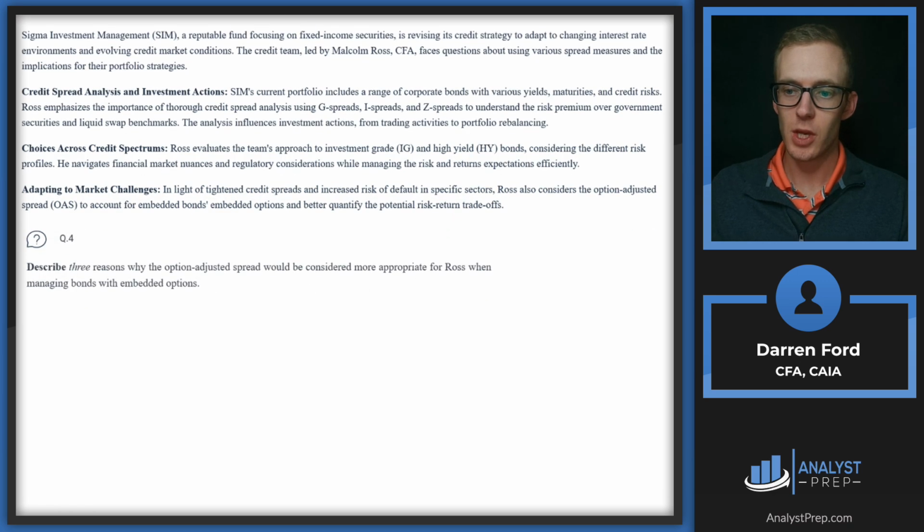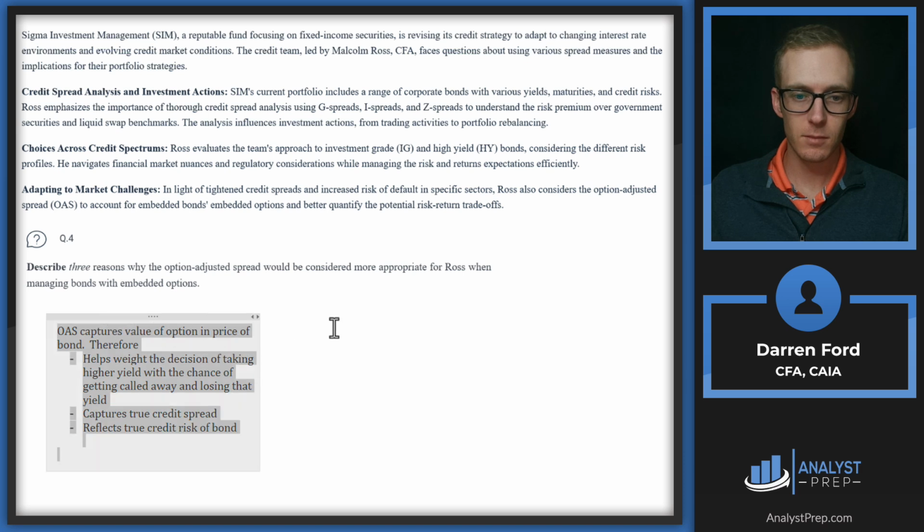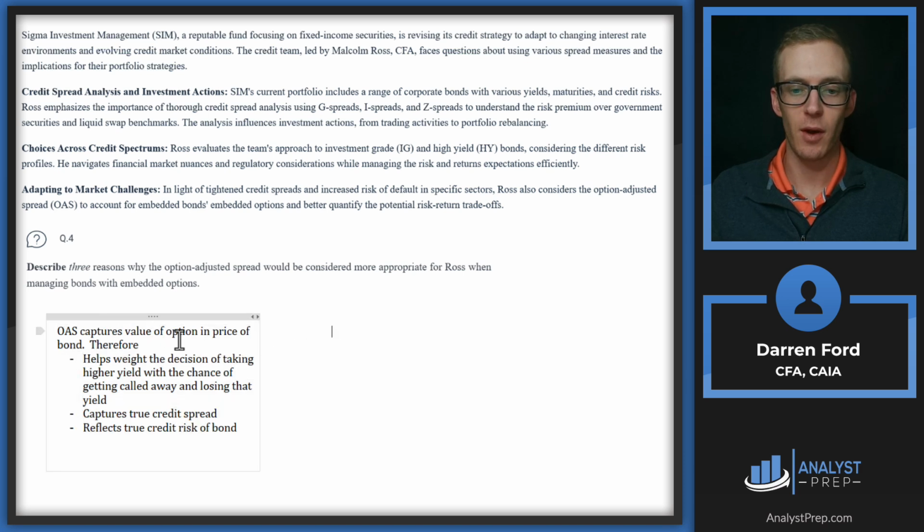So the OAS captures the value of the option in the price of the bond, which is going to be important for bonds with embedded options because we're paying for the bond and that option, or we're receiving extra payment for that option if it could get called away. So we're capturing the value of the option in the price.